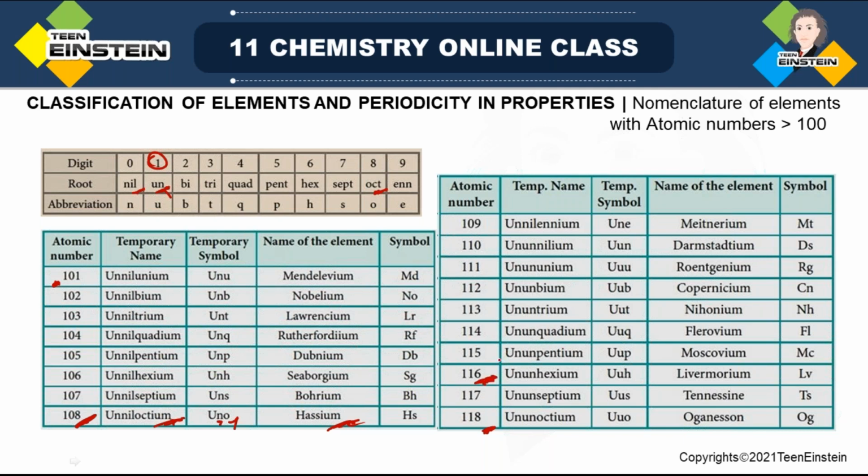Another example, suppose 116. So one un, then again another un, and then there will be hex, and that is for the number 6, and you have to end it with ium. Okay, so it is Uuh.